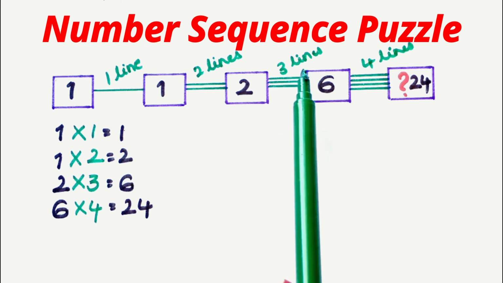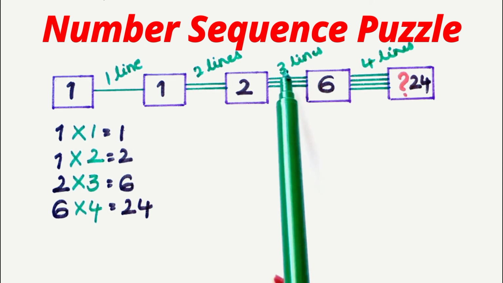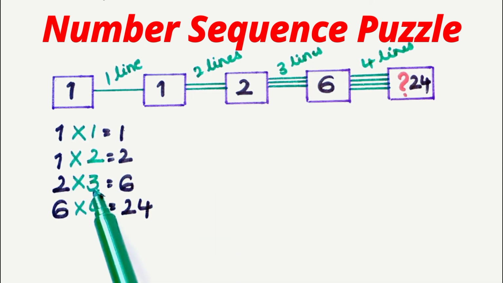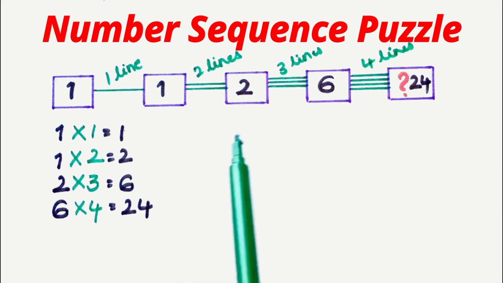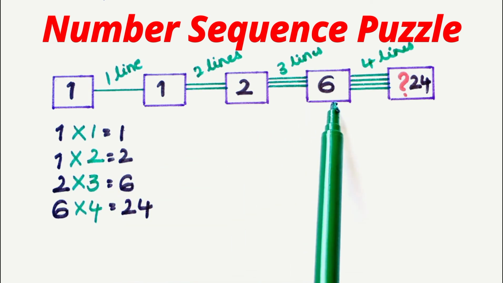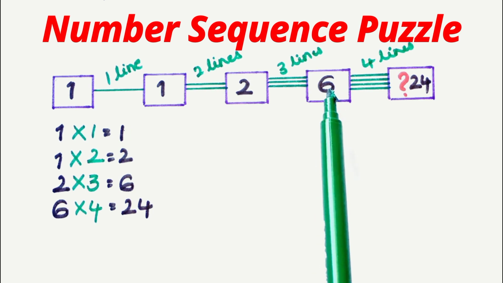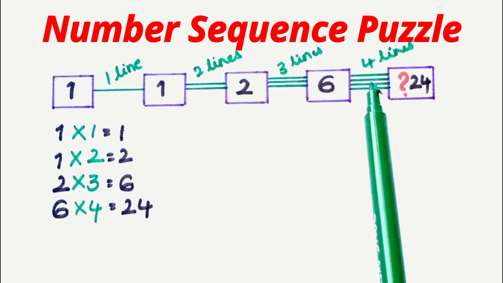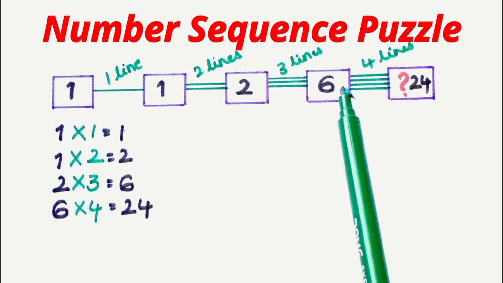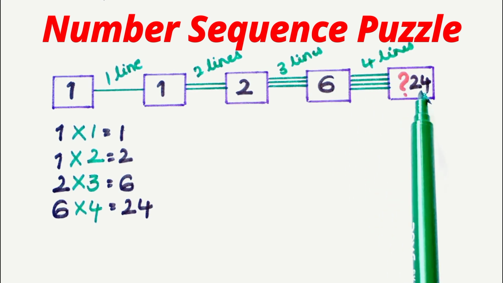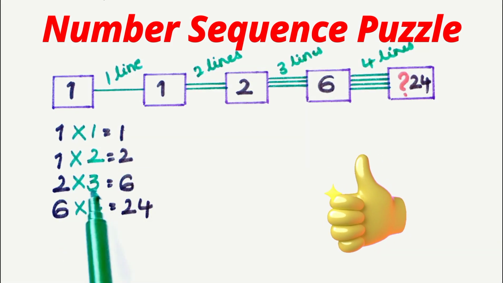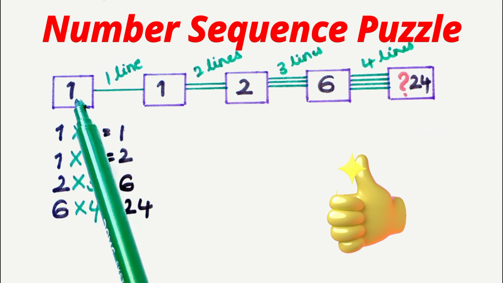And after the number 2, there are 3 lines. So 3 multiplied by 2. 3 2s are 6. And this 6 comes as the next number in the sequence. And after the number 6, there are 4 lines. So 4 multiplied by 6. 4 6s are 24. I hope you all understand how to solve the next number in the given math puzzle diagram.